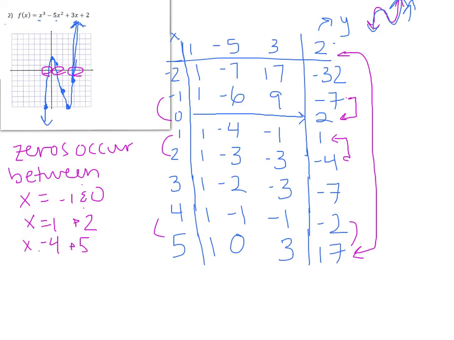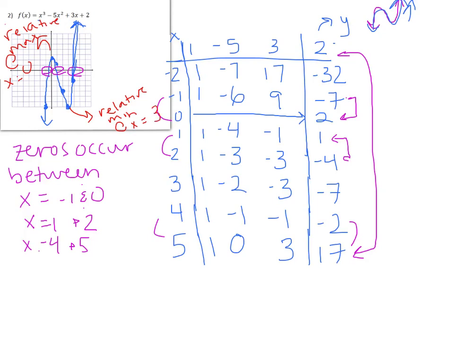So now we also are going to have to state the relative max and the relative min. So we're looking for peaks and valleys. So right here, this is a peak. So this would be a relative max. And this happens when x is 0. Here, this is a valley, so this would be a relative min. And this happens when x is equal to, that value was 3.